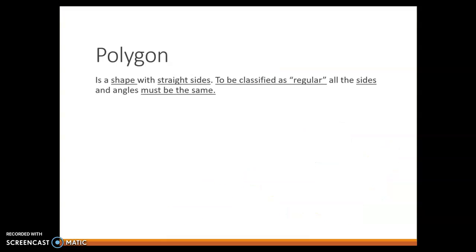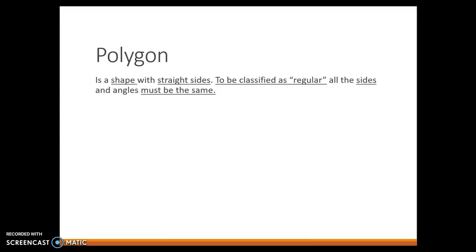In our study of shapes, we have a specific kind of shape, lots of subcategories here, called a polygon. And a polygon is a shape with straight sides. To be classified as a regular polygon, all the sides and angles must be the same. So some examples of polygons, see if you can think of some on your own.